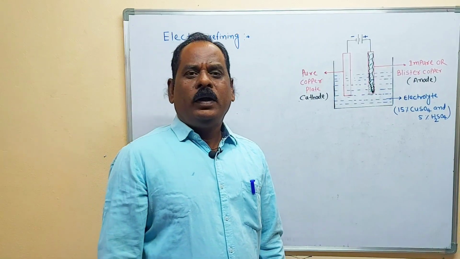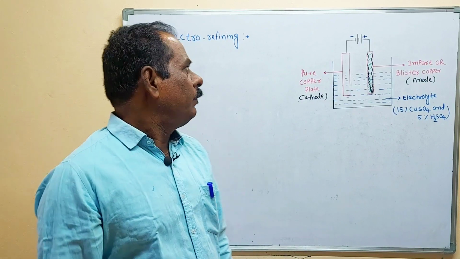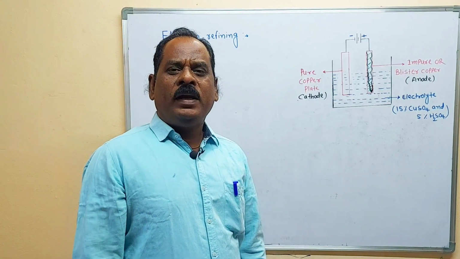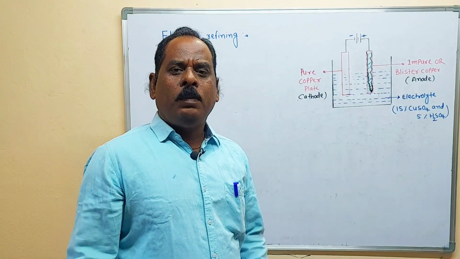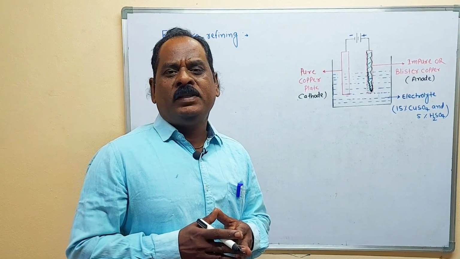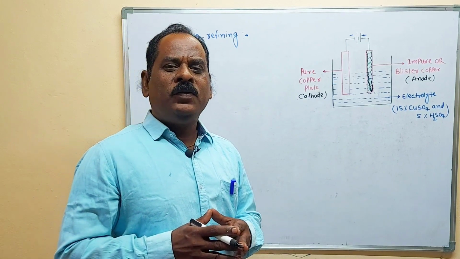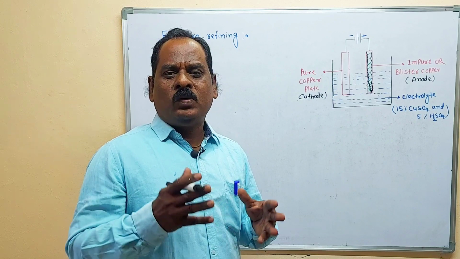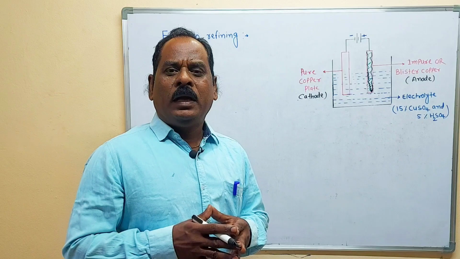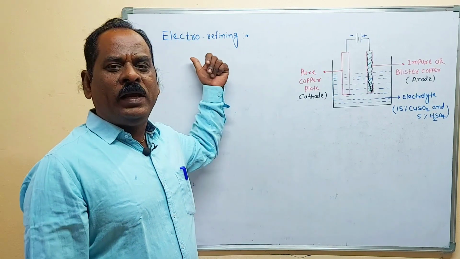Hello everyone, today I will teach you the next application of electrolysis, which is electro-refining. Where is the electro-refining process used? You know that metals occur in the earth's crust in the free state as well as the combined state. If metals occur in the combined state, then we do different steps. First is washing with water, then concentrating the ore, then reduction of the ore, and the last step of the extraction of metal is electro-refining.